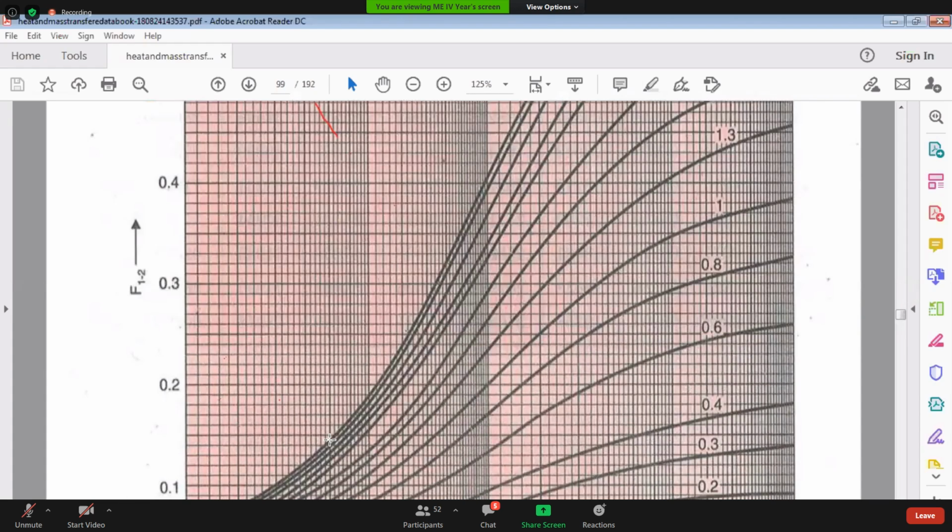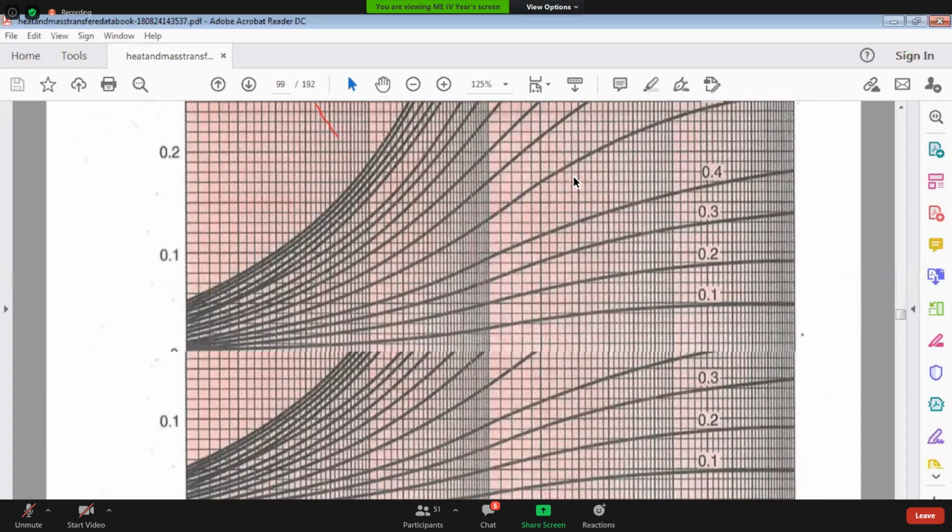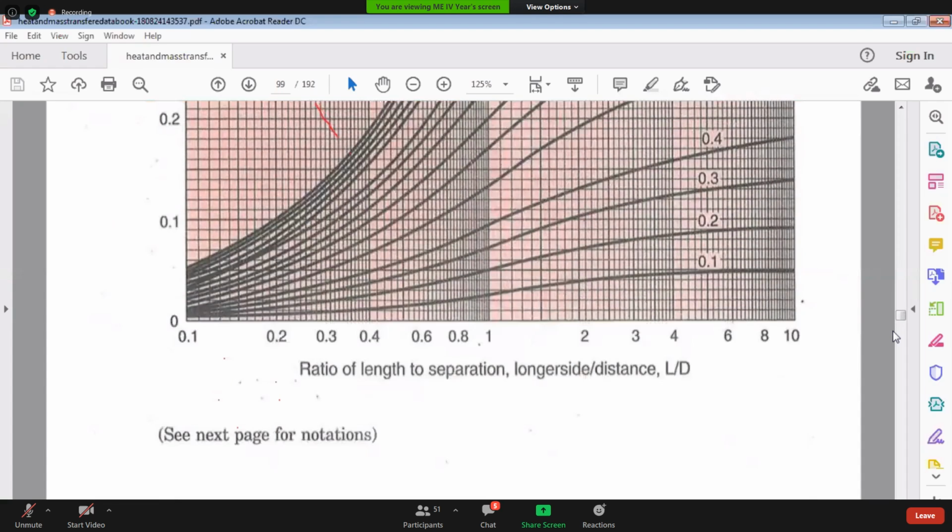Convection problems are very easy. There are steps for it. You can do it. First, you have to identify the fluid. You have to identify the geometry. You have to identify whether it is external flow or internal flow. Take the properties. Calculate the Reynolds number. See whether it is laminar flow or turbulent flow. If it is laminar flow, what are the equations? Turbulent flow, what are the equations? You have to remember those also.